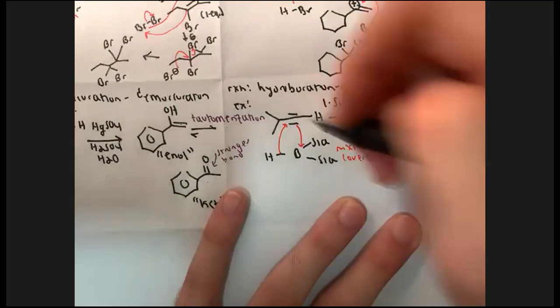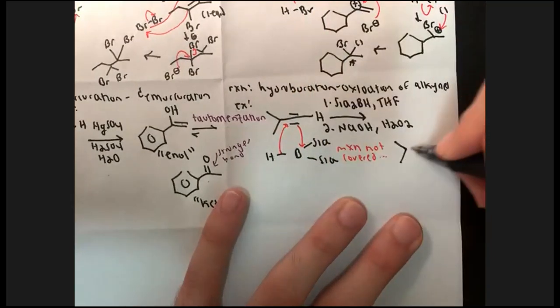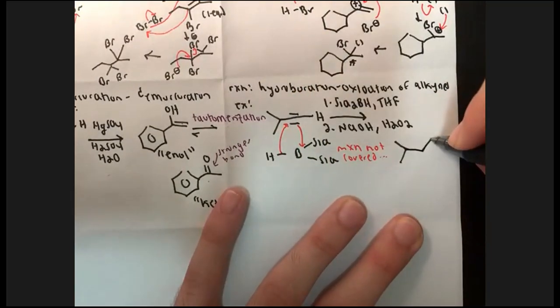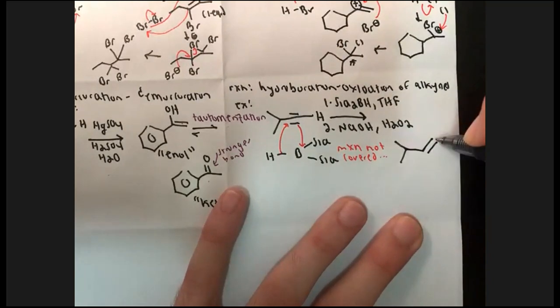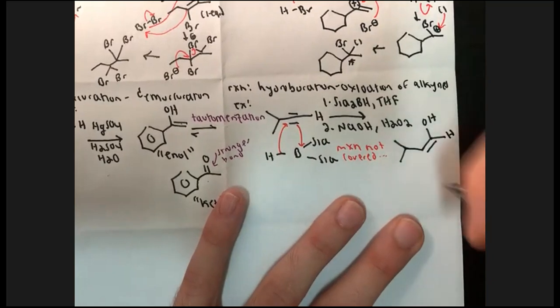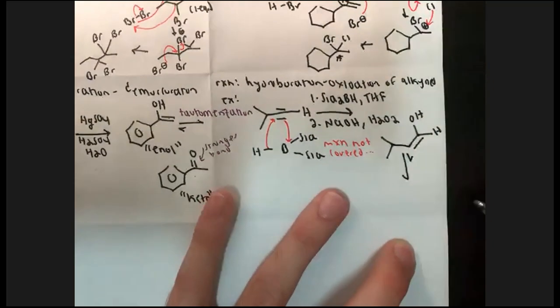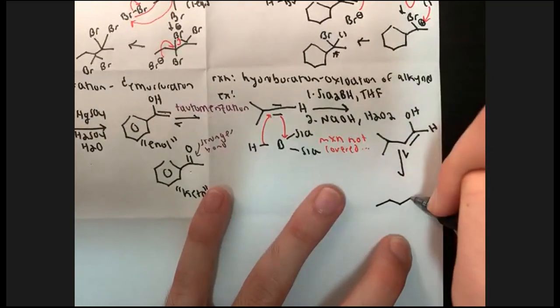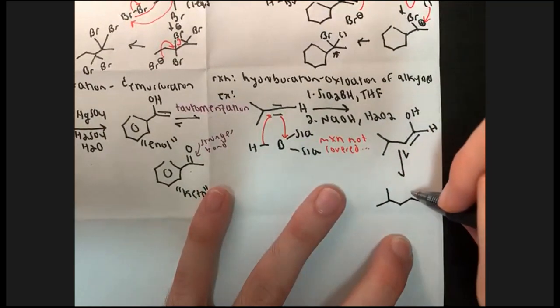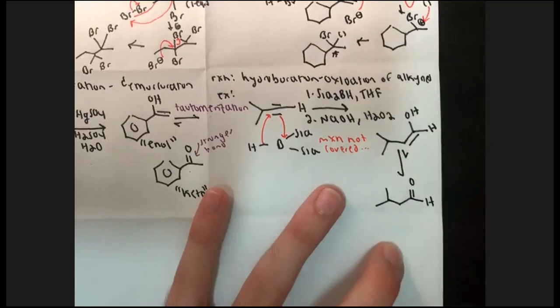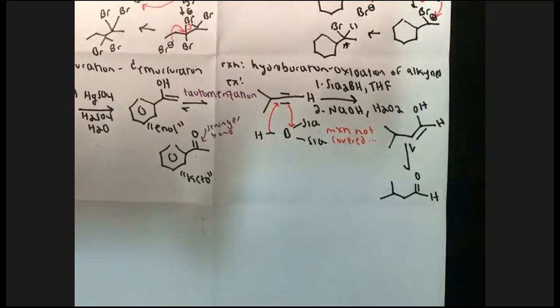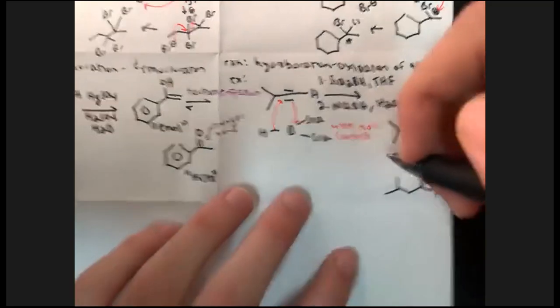So it would be 1, 2, 3, 4, and we would have this enol on the less sterically hindered side. Do you see that? This is going to tautomerize. This is the keto. Remember, that's an equilibrium arrow, and we're going to prefer the aldehyde. So the aldehyde is at the end of the molecule. This is the tautomerization again.